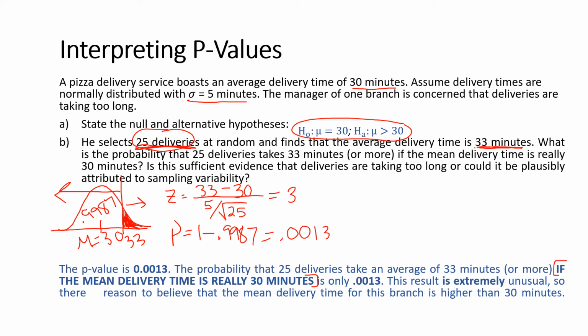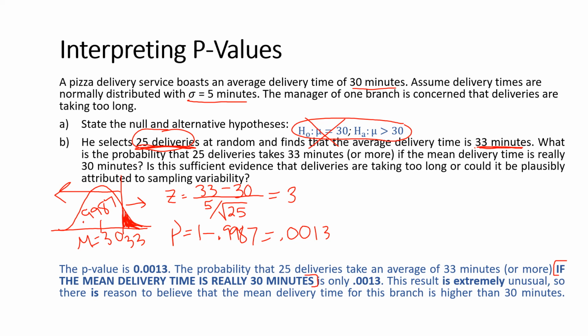This is extremely unusual. So in this case, there is reason to believe that the delivery time is taking longer than 30 minutes. There's basically a 0% chance of getting these results if the null hypothesis is true. When the probability is that low, you reject the H0. You reject that the delivery time is actually 30 minutes and conclude that it must be longer than 30 minutes.